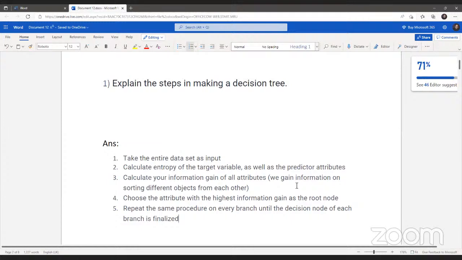The fourth step is to choose the attribute which has the highest information gain at the root node. And the fifth step is to repeat the same procedure, which means repeat the above four steps on each and every branch until the decision node of each branch is finalized. Okay, these were the steps to be followed to make a decision tree.